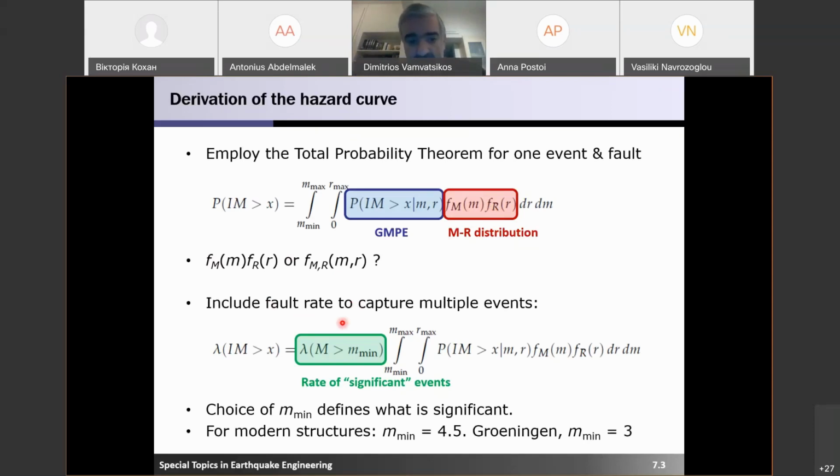Then the next important thing is you need to include the fault rate, the rate of events on your fault, to capture multiple events. The way you do that is you pretty much multiply everything by the rate of events. The previous one was just for one event. Now you say, okay, I want to introduce the time dependence. And the way you do that again is the Poissonian process, if you remember. And all you do is just multiply by a rate of events.